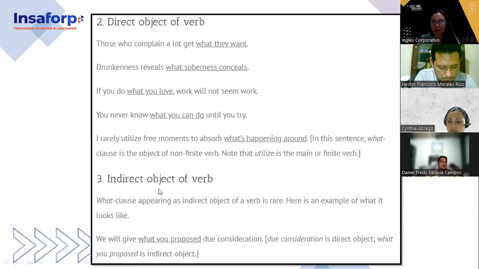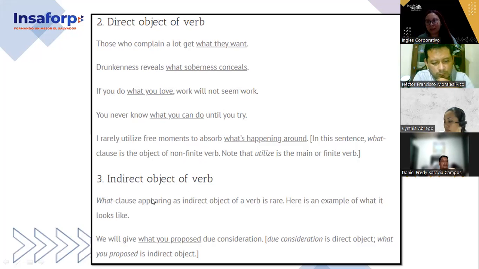Now, el tercer escenario es cuando la cláusula what funciona como objeto indirecto del verbo. En esta no vamos a hacer ejercicios y no nos vamos a detener mucho, porque lo único que cambia con la de arriba es que, en la de arriba, después del verbo va directamente recibiendo la acción del verbo. En esta función como indirecta, va después del verbo, pero no es quien recibe la acción. Solo es parte de. All right? Así que esta realmente no nos vamos a enfocar en ella. Casi nunca se usa. Right?